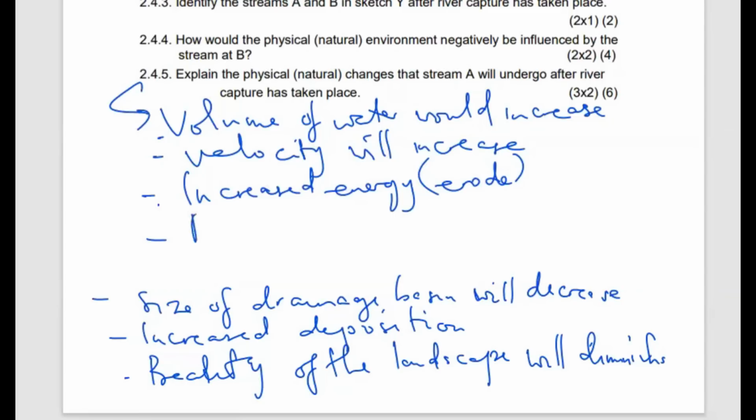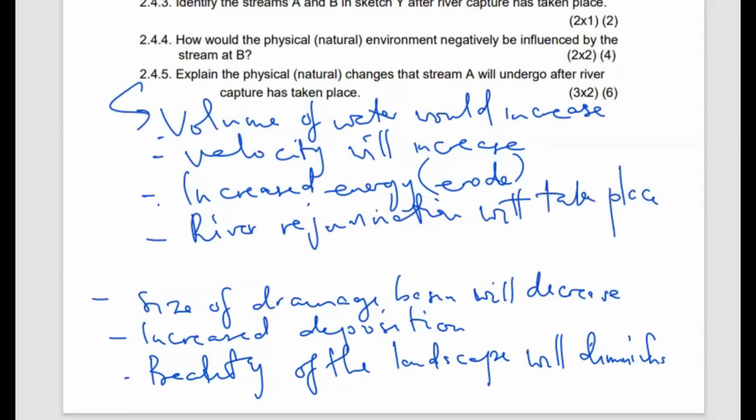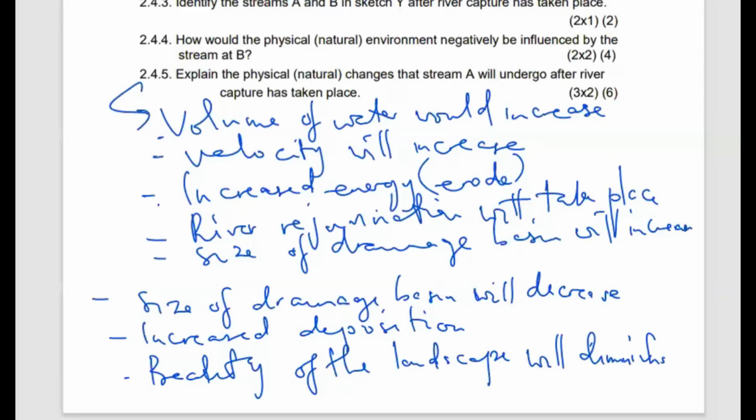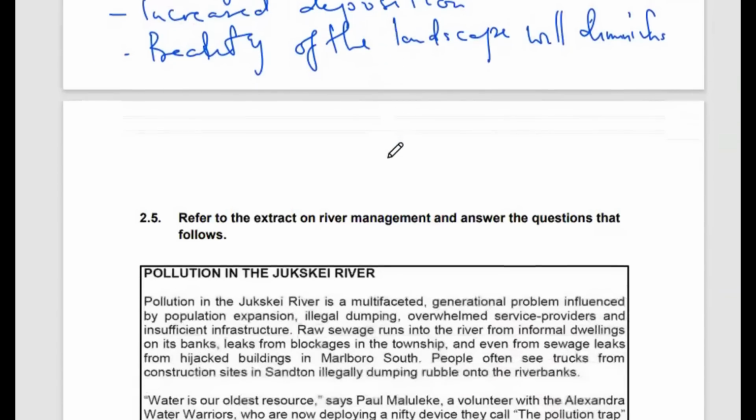And also, the river will rejuvenate. River rejuvenation will take place. And the size of the drainage basin will increase. Size of drainage basin will increase. Right, those are some of the changes that are going to happen in that river because of the changes that would have happened with stream piracy. Those are some of the physical changes that we can find in the captured stream.